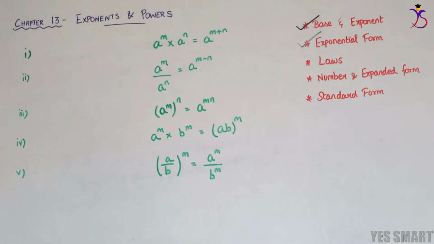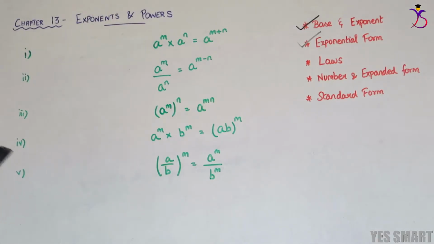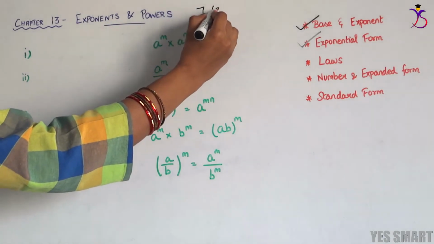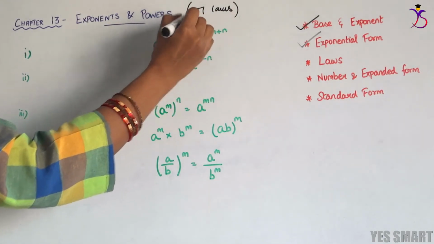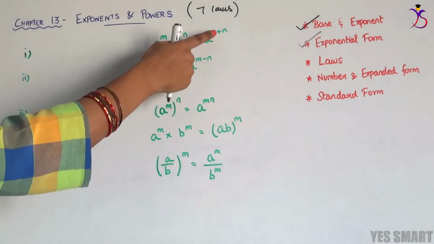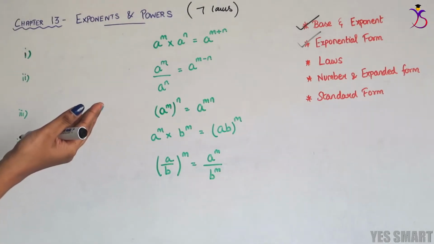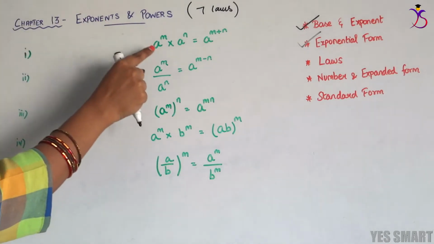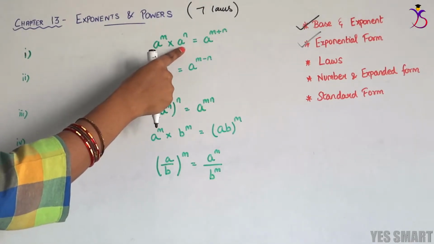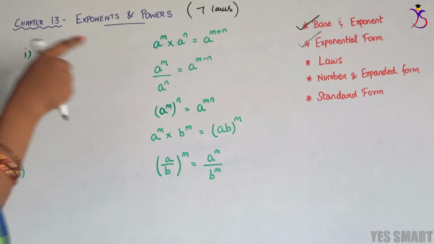Now the next concept is laws, the laws that are part of exponents and powers. There are a total of 7 laws. Let's discuss each law with an example. The first law is a power m into a power n equals a power m plus n. That is, when the bases are equal, the powers can be added. The meaning here is we have two terms of the same base but different powers in a product. In this case, we can just add the powers. This law is also known as the multiplication rule or product rule.